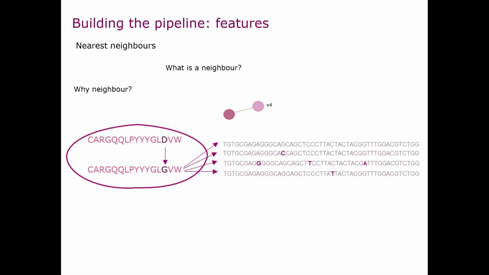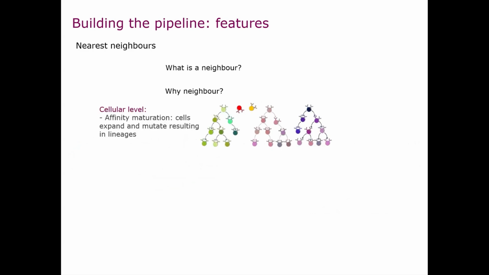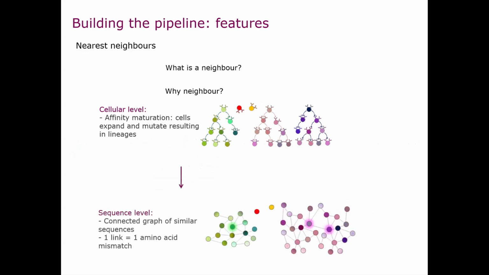So in this example, the sequence on the top will end up with 4 neighbors rather than just one. Then why did we decide to focus on neighbors? This is for a biological reason. We saw that at the cellular level, what happens is affinity maturation. The cells expand and mutate, resulting in lineages. And this can be translated at the sequence level into a highly connected graph of similar sequences.